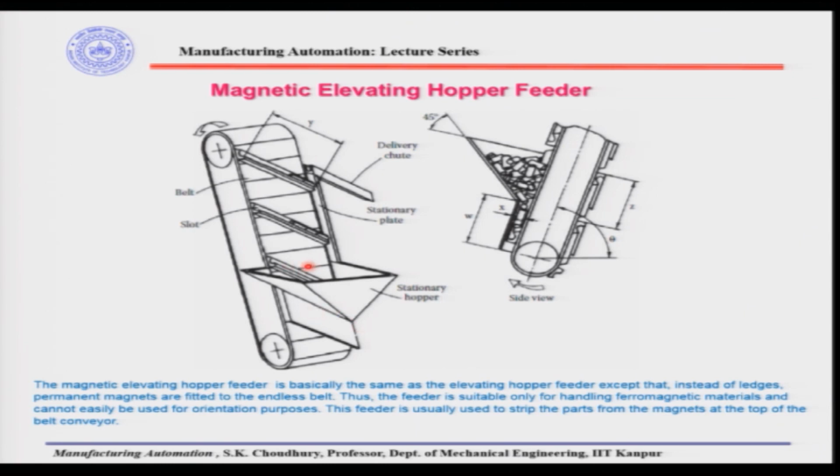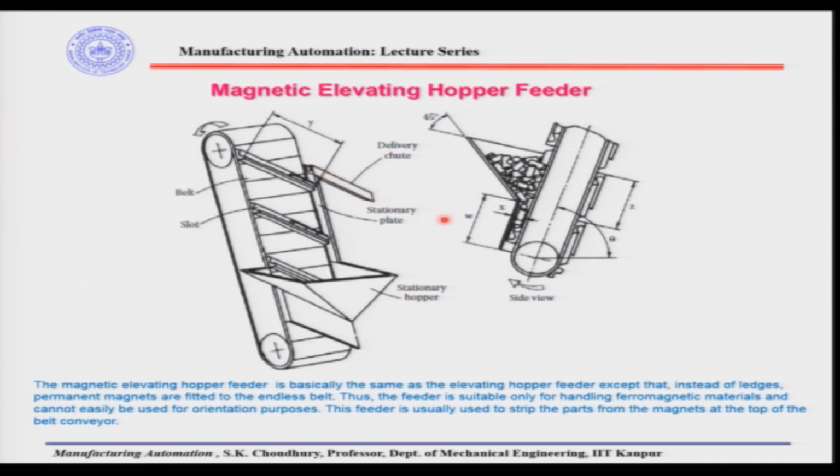Again, since it is a magnetic elevating hopper feeder, there are permanent magnets in the ledges, and the parts again have to be of ferromagnetic material. So, the parts will be picked up in these ledges, in these grooves, and they will be stripped off when it is aligned to the delivery chute, and the parts will come down the delivery chute.